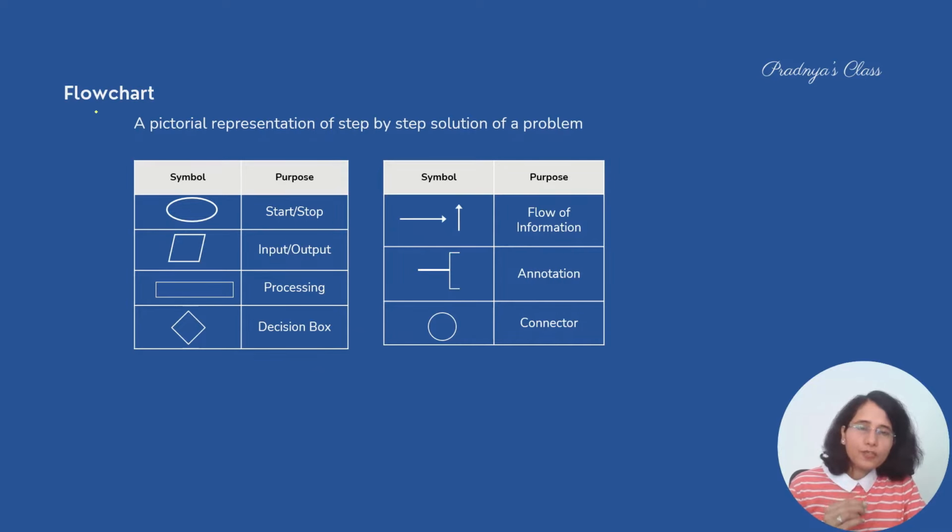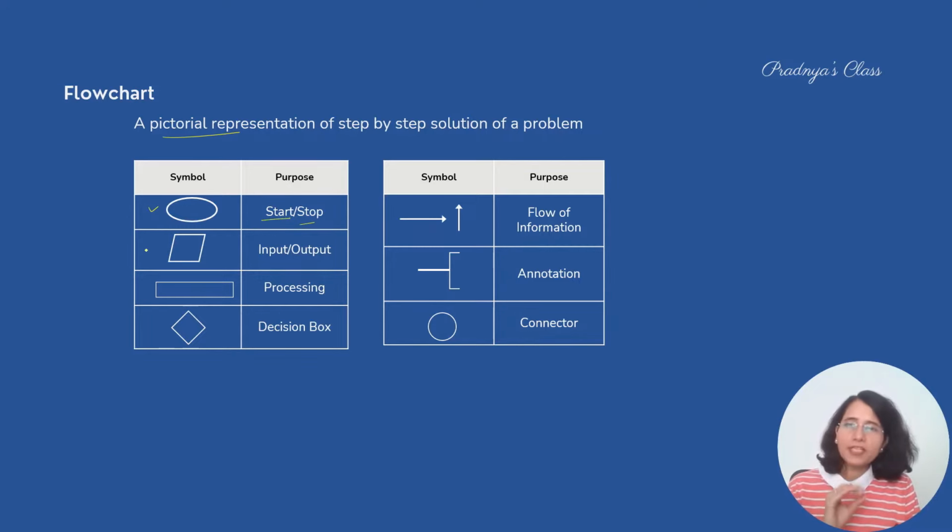So what is a flowchart? It is a pictorial representation of the steps. We are using some symbols to represent the solution. Let's look at some of the symbols used to draw the flowchart. The first one is the oval. It is used for start and stop.